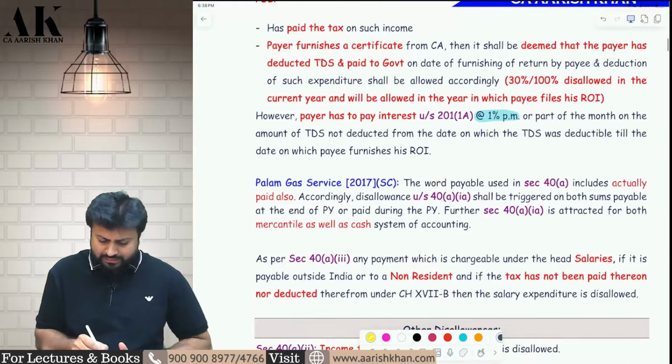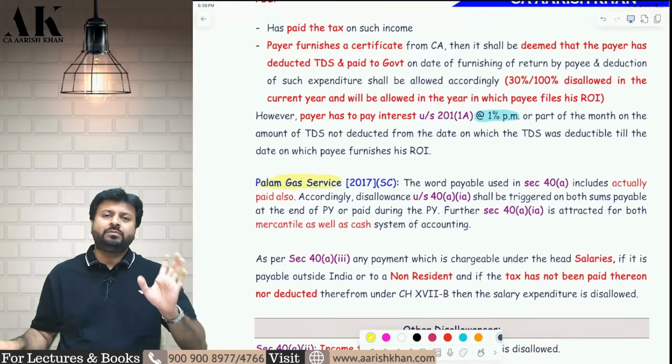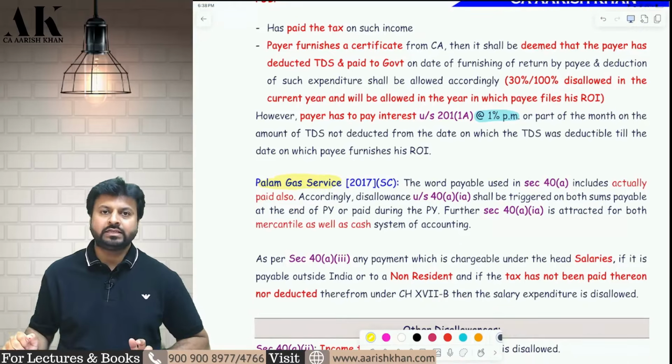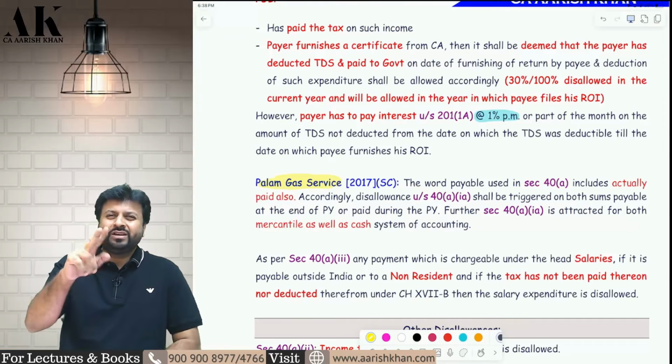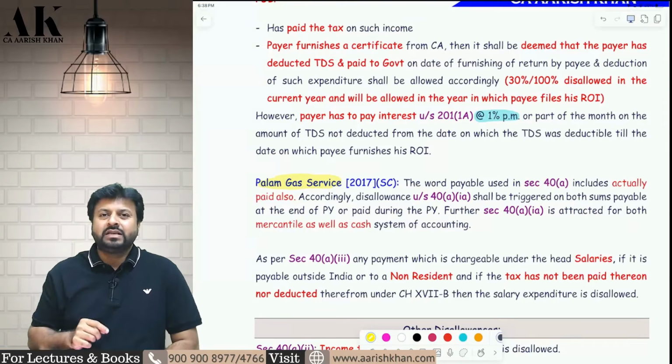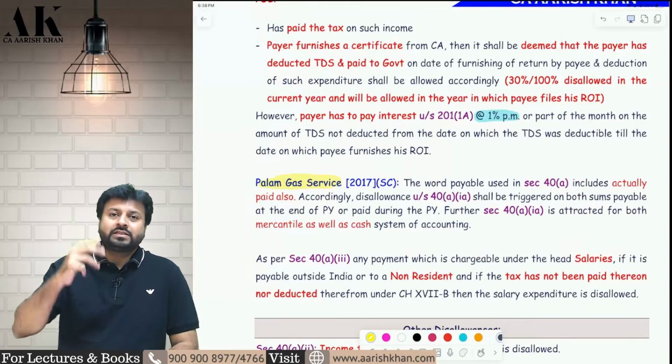Coming to the next case, that is the Supreme Court judgment of Palam Gas Service. Very important judgment. This judgment has to say two things. The assessee was making two rubbish arguments. The first argument is that the assessee was saying that TDS is not applicable to assessees who are following the mercantile system. It is only applicable to assessees who are following the cash system.